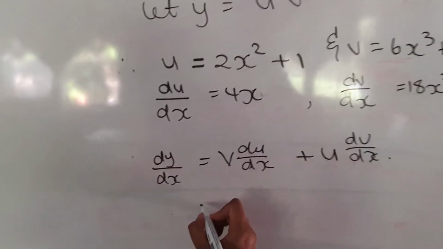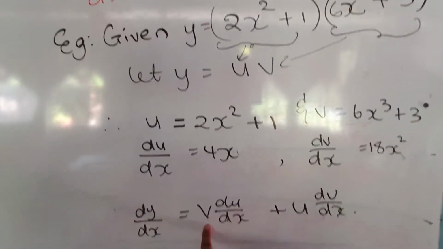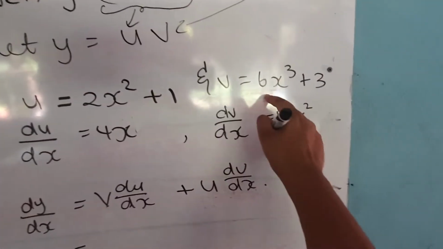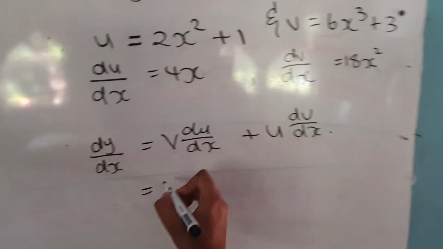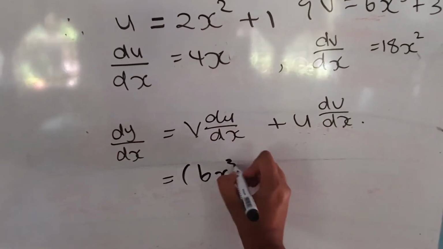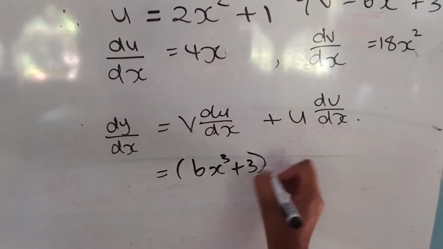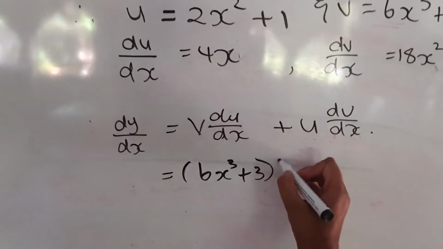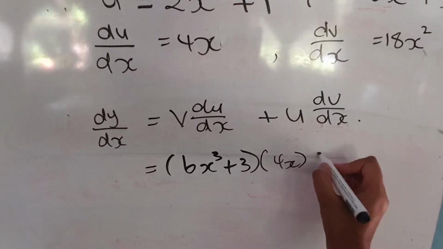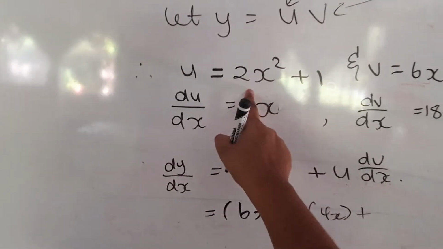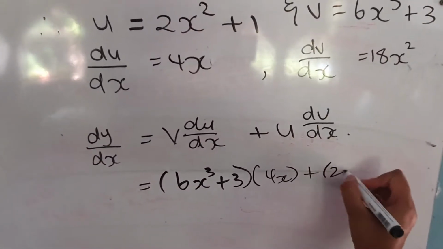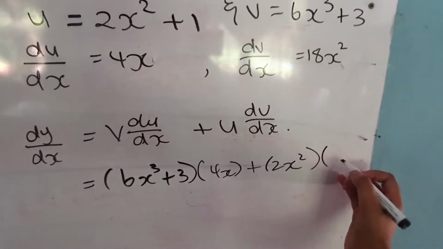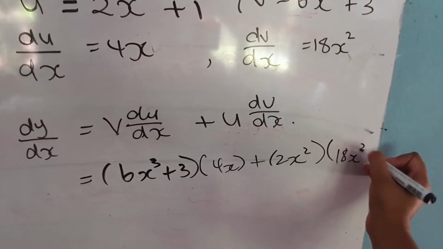So to start this, we need to get v. If we go back up in our working, we see v was this expression here. x to the power 3 plus 3. So I'm going to write that x to the power 3 plus 3, right? Then we need to get du dx. Du dx is 4x. Notice I'm putting them in brackets, right? U is this here, 2x squared plus 1. And then dv dx is this here, 18x squared. All right.